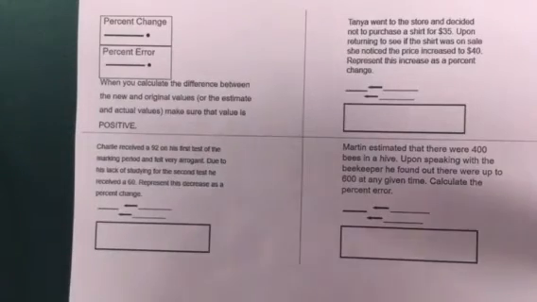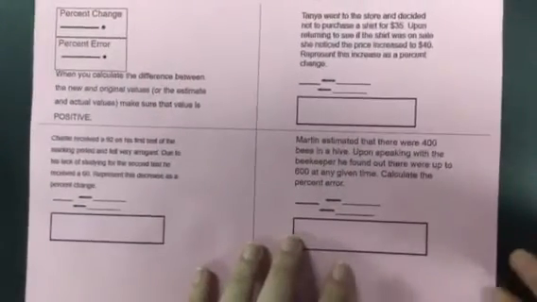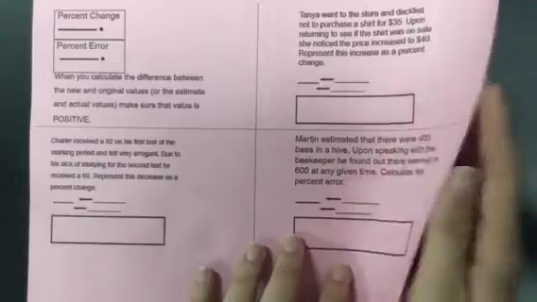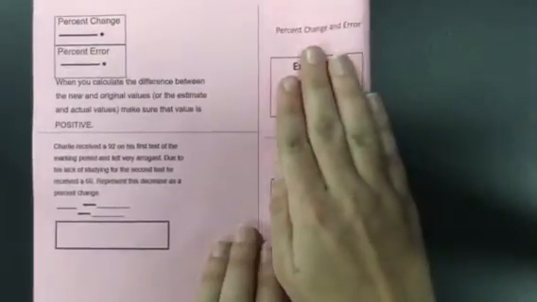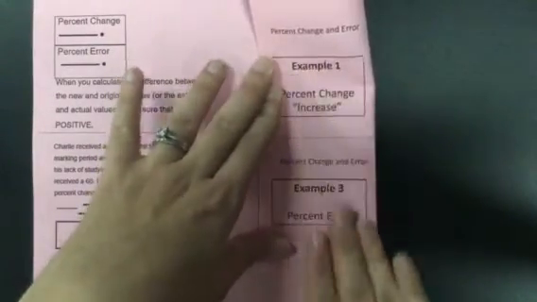So you have a little foldable in front of you. You may cut it later, but right now, if you would just fold your edges into that middle line.